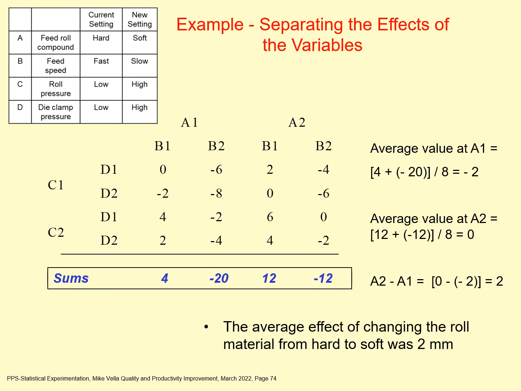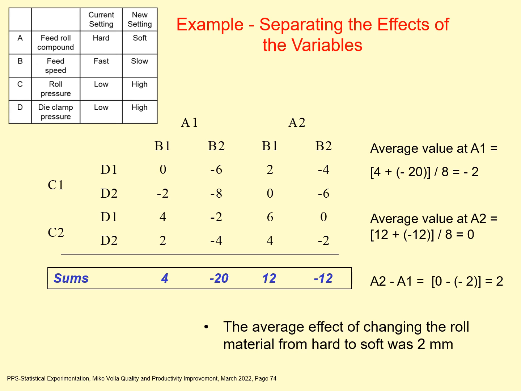So we're going to illustrate how to separate the effects of the variables. You recall our table, which seemed like a group of random variables after the 4 process changes. If we look at the columns A1, B1, and add up that column B1, 0, minus 2, 4, and 2, the sum of that is 4. A1, B2, minus 6, minus 8, minus 2, minus 4 is minus 20, and so forth.